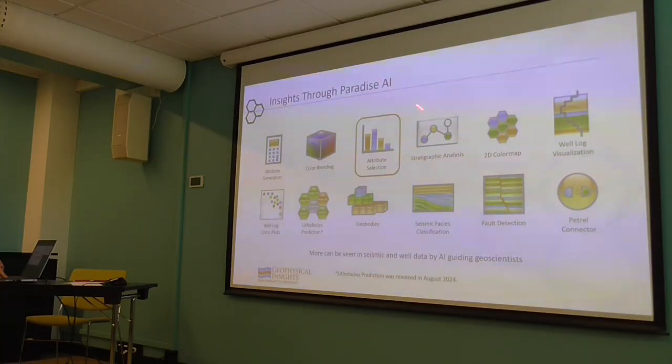Attribute selection. We have a few different techniques for attribute selection. What attributes do I use? Obviously, one of the major ones is principal component analysis, which a lot of people use. And I know there's a new methodology coming out which chooses attributes based off the statistical relationship to your target wells. So we're really excited about that new technology. Stratigraphic analysis is our self-organizing map, trying to find clusters in high dimension space. And additionally, we have our 2D color map, which is a proprietary technique that allows you to isolate things in our 3D viewers.